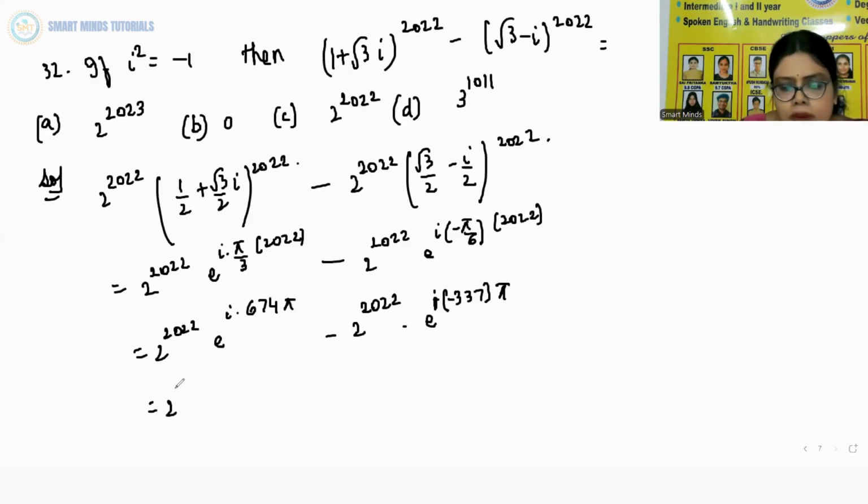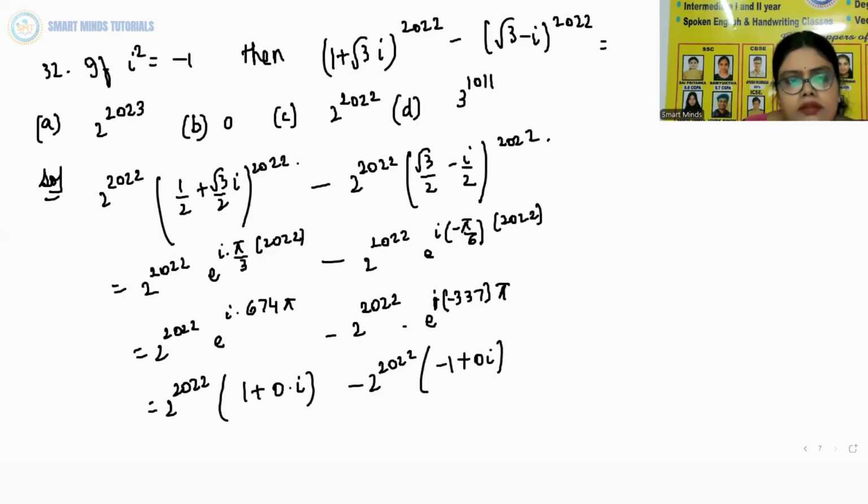So that is 2 power 2022 into, if I take this common, we will get 1 plus 0 into i. And minus 2 power 2022 into minus 1 plus 0 into i. So that is 2 power 2022 plus 2 power 2022. That is 2 power 2023. Option A.